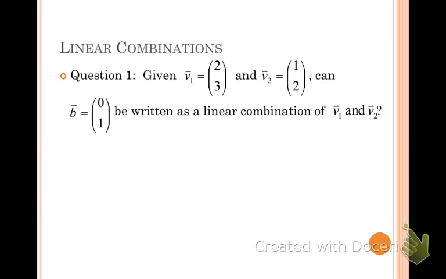Now let's look at the following question. It says, can this vector b, which is 0, 1, be written as a linear combination of the vectors v1 and v2? If we use the definition of linear combination, we know that we write the following. b is some scalar c1 times v1 plus another scalar c2 times v2. So the question is, is this a true statement?